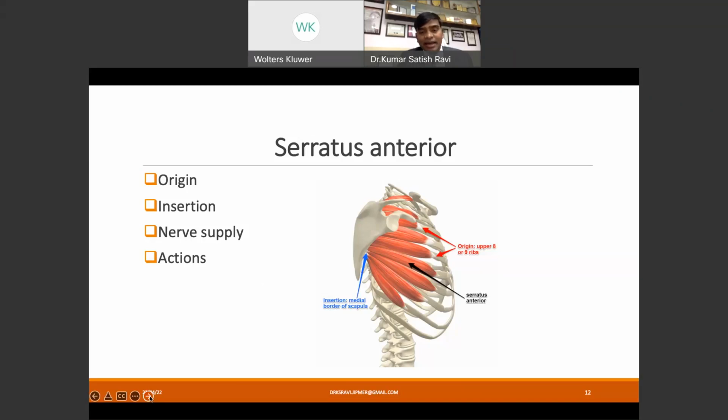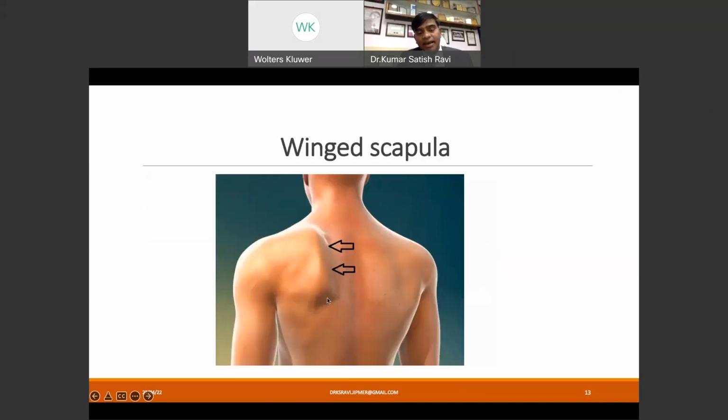So in the next, you can see over here, whenever there is an injury to the nerve to serratus anterior, the muscle will get paralyzed. Because of that paralysis of this serratus anterior muscle, the medial border of this scapula will go upwards and it appears like a wing. Because of that only, this condition is called winging of the scapula.